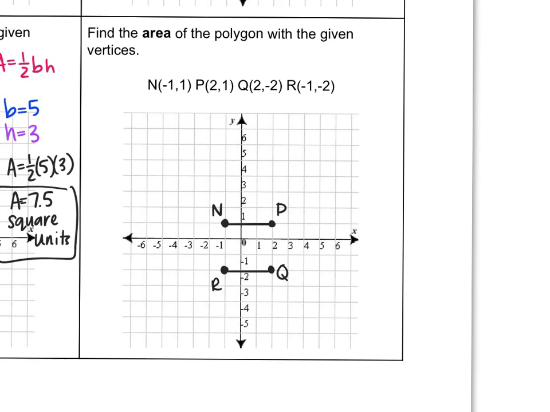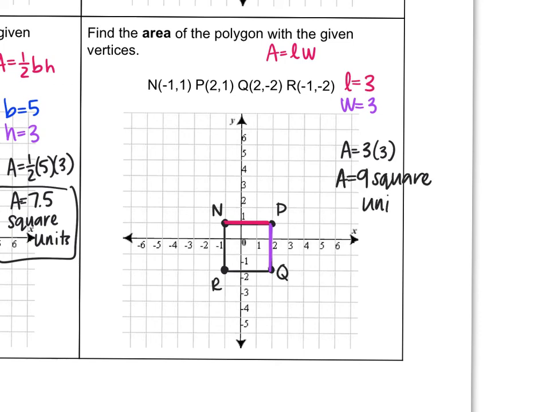The area for a rectangle is length times width. That works for a square as well. Technically, the area of a square is side squared. Whichever way you want to do it. I'm just going to go with this is a rectangle, so I'm going to use length times width. So I'm going to call my length NP and my width PQ. So my length then would be 3. My width is also 3. So as it turns out, this is a square. So my area then would be length times width. So that's 3 times 3, which is 9 square units.